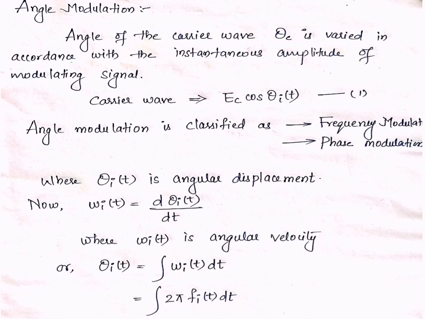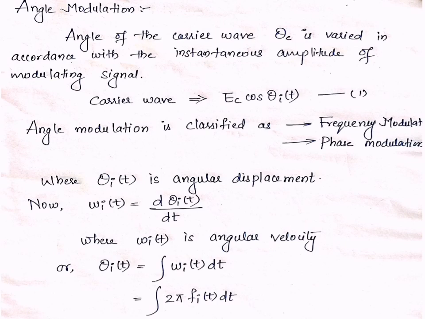Here, theta i(t), which you can see in the equation of the carrier wave, is actually the angular displacement. So what will omega i(t) be? That is d by dt of theta i(t), where omega i(t) is the angular velocity. Similarly, we know the relation between displacement and velocity, and the same we are applying here in the case of angular velocity and angular displacement.